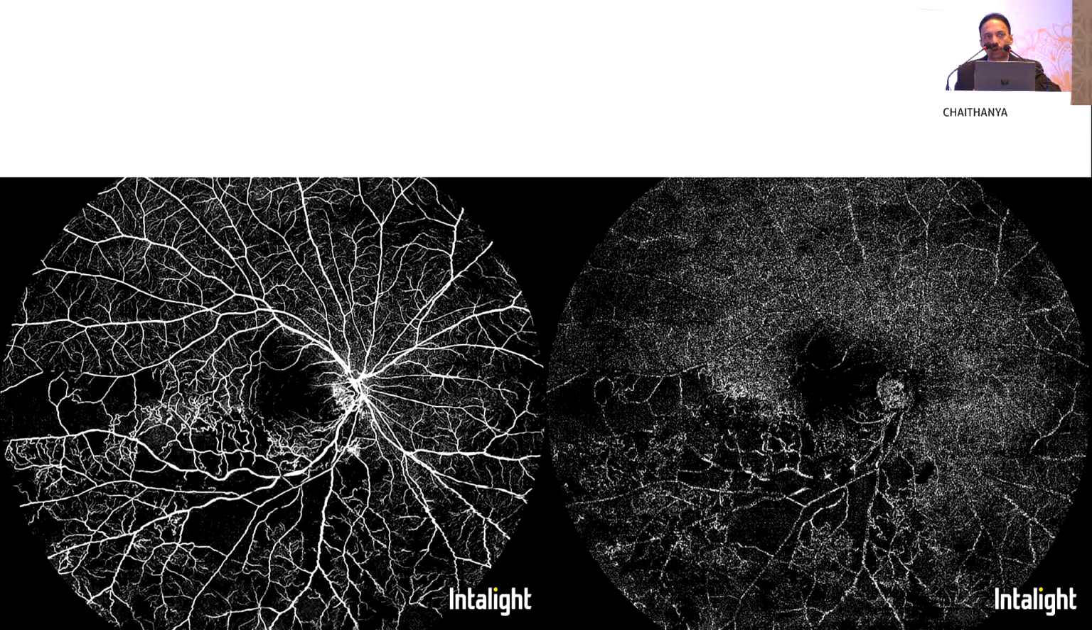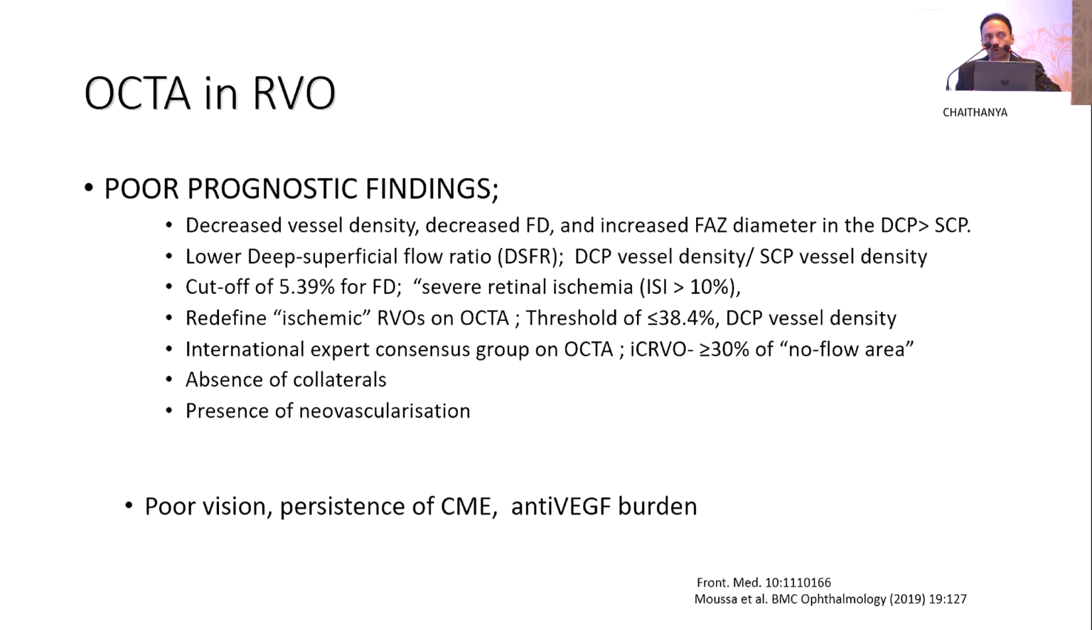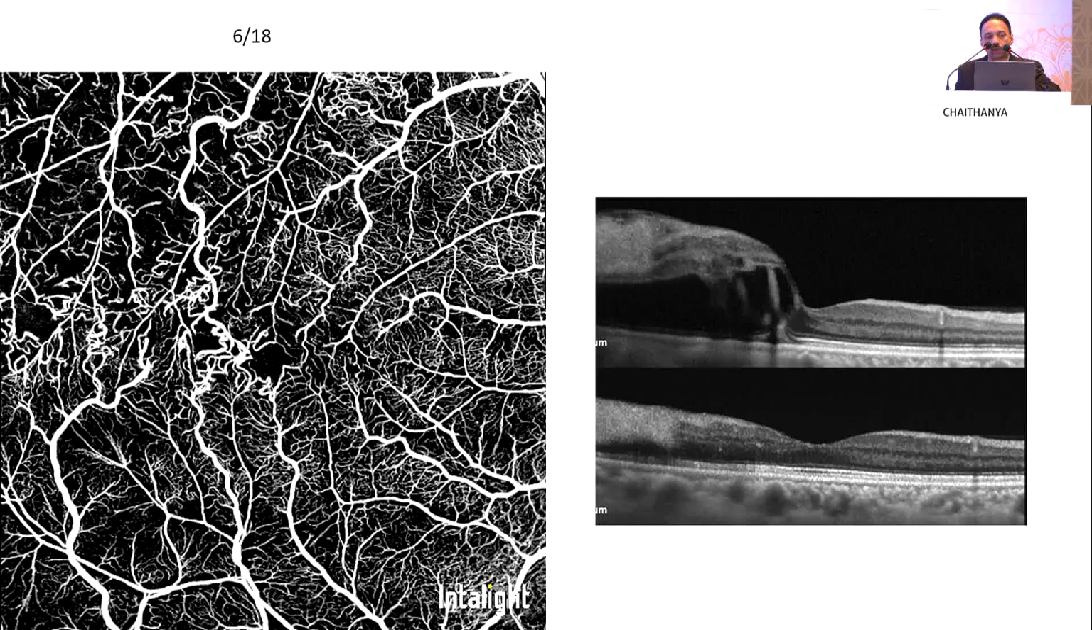Also now with OCTA, we can look at the deep capillary plexus as against the superficial capillary plexus. Being a venous disorder, you would see more changes in the deep capillary plexus. And there are a lot of poor prognostic markers that have been described, such as the ratio between the deep and the superficial plexus. All these variables have shown us that if there is a deep capillary plexus which is severely involved, then these patients have a poor visual outcome. They have persistent macular edema, and there is an increased anti-VEGF burden.